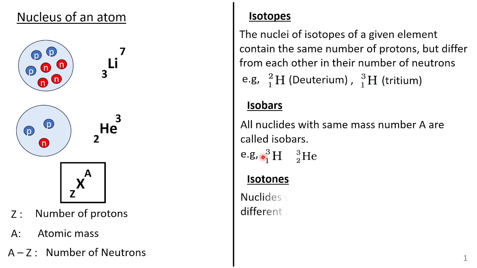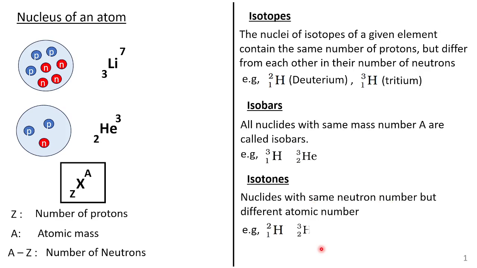And isotones. Isotones means the same number of neutrons. In the case of isotones, the difference will be equal. The number of neutrons is actually the difference. Here the difference is 2 minus 1, which is 1. Here the difference is also 3 minus 2, 1. So isotone means the differences will be equal, or the number of neutrons will be equal. Clear?